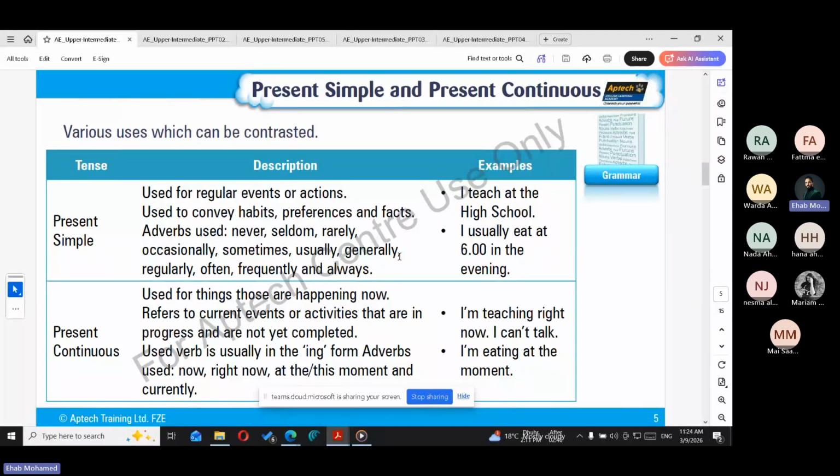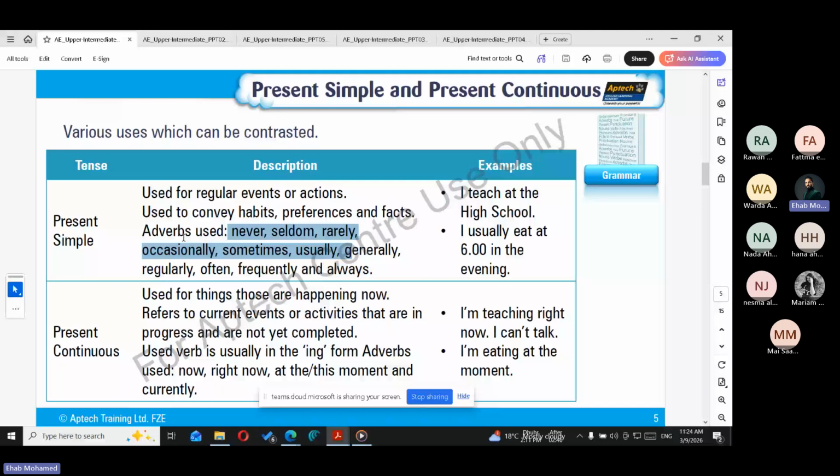The simple present tense is used for talking about facts, presenting facts, regular events, يعني repeated actions. Something is regular. You have to use adverbs like never, seldom, rarely. لازم تحفظ بقى these adverbs of frequency. اسمها إيه؟ Adverbs of frequency. What's an adverb? An adverb describes the state of the verb.